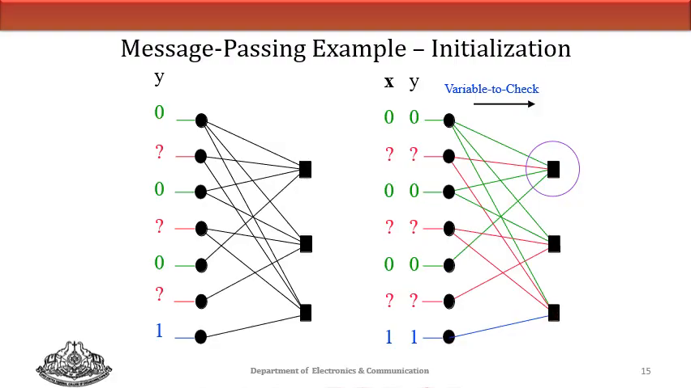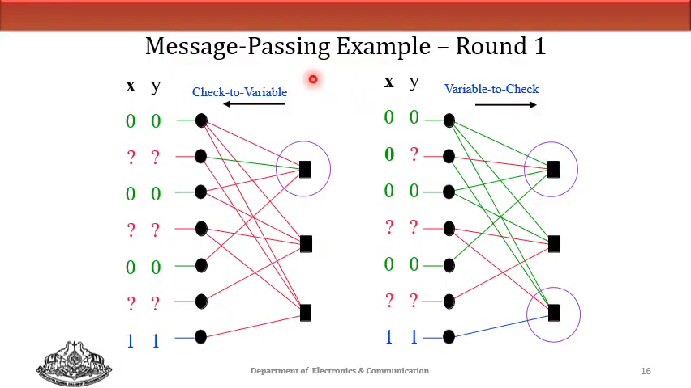Now, round one: once the variable nodes pass these received values to the check nodes, the check node has to compute the corresponding messages to be sent to the corresponding variable nodes. So how is that done? There comes the importance of the steps that we have discussed. The check node computes the message by following the step: if any of the incoming values is an erasure, then the particular check node will send an erasure.